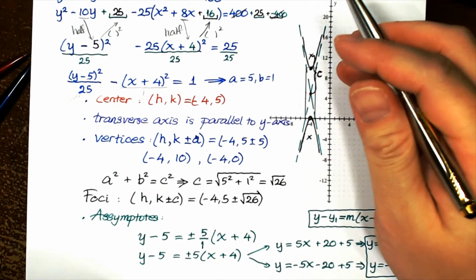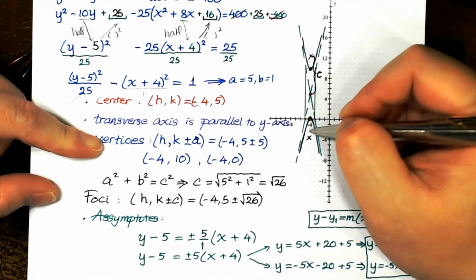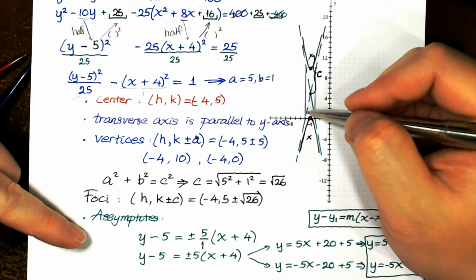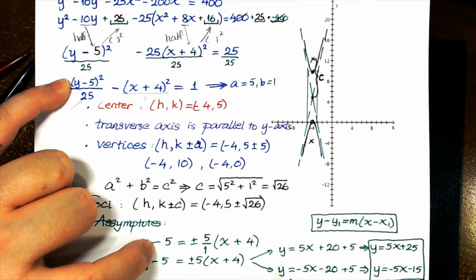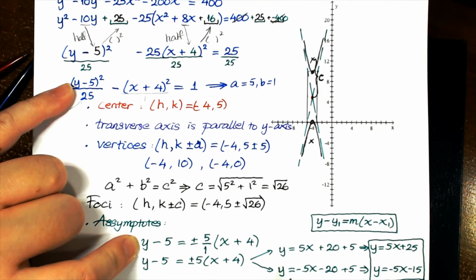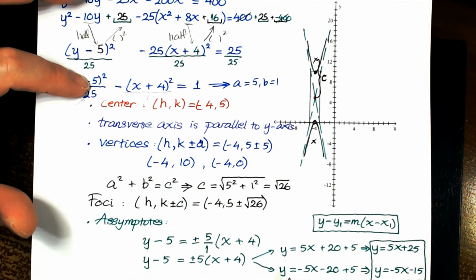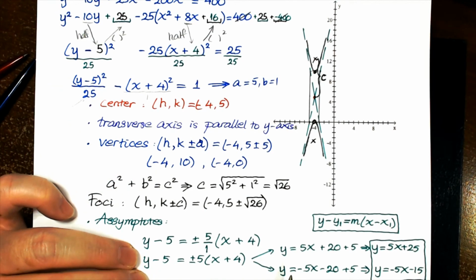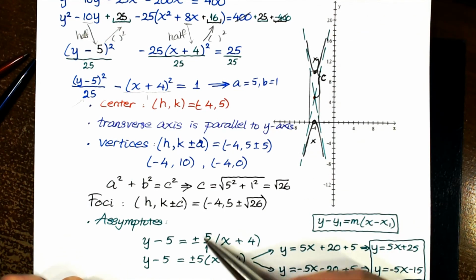From that, we can determine the transverse axis. The vertices, in this case, from the center, go up and down. The foci, same way, from the center, go up and down. And the asymptotes, in general, are going to be in that form. And y minus 5 and y minus 5 are the same as in the equation. x plus 4 and x plus 4 are the same as in the equation. The equation of the hyperbola and the equation of the line are the same. The slope is rise over run, and that's what we have.